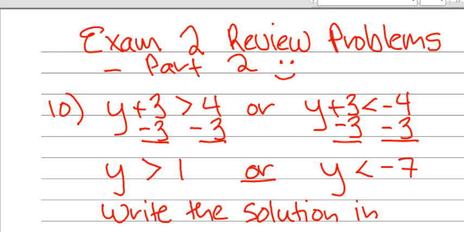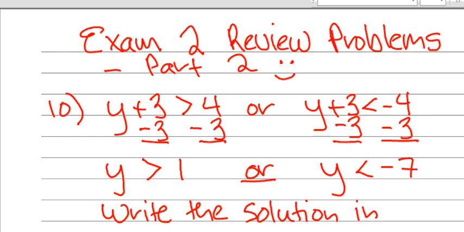Okay, Math 095. This is part 2 of your Exam 2 review. I left off on number 10, and when I watched the video, I saw that part of the right-hand side was being cut off. So I'm taking it from that point so you can see the right-hand side.